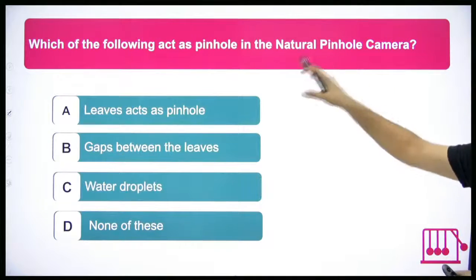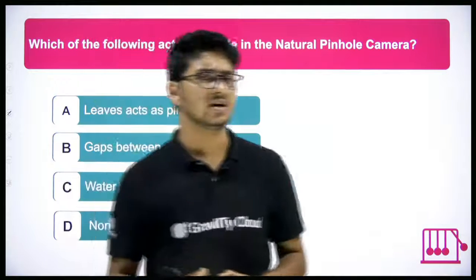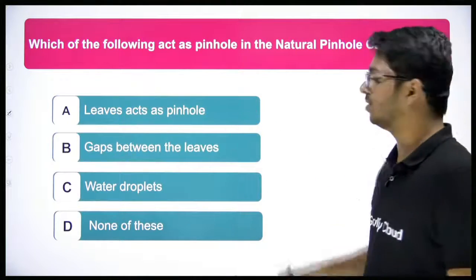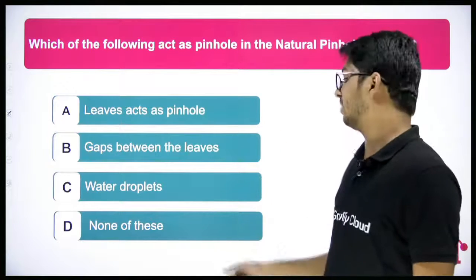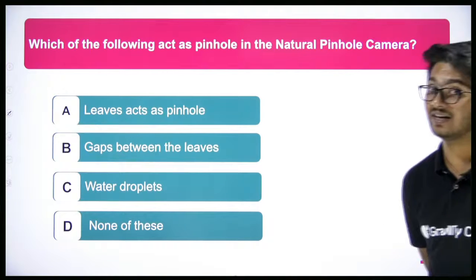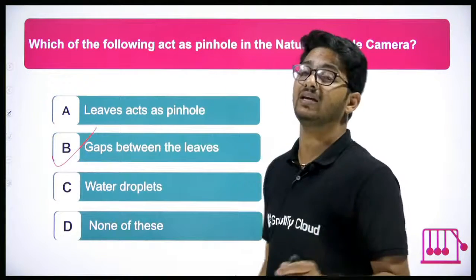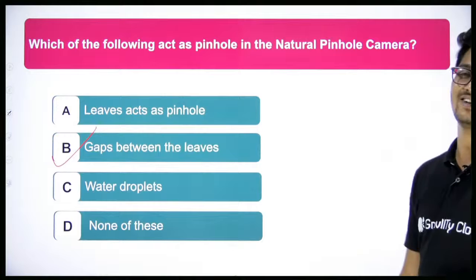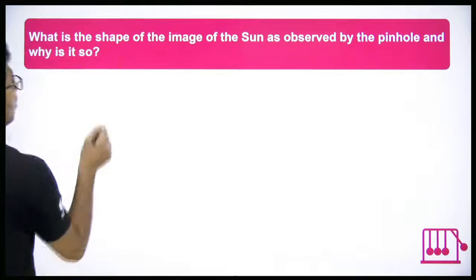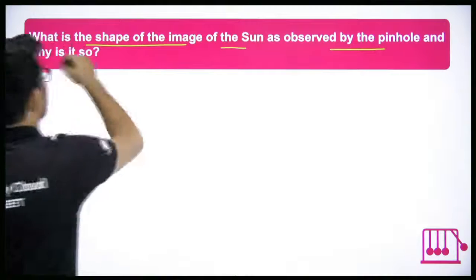Next. Which of the following acts as the pinhole in the natural pinhole camera? We just discussed that. What acts as the pinhole? What acts as the gap? Leaves, water droplets, or none of the above. And the answer is, what is the opening? The opening is the gaps between the leaves. So B, that acts as the natural pinhole camera. Good? Okay.